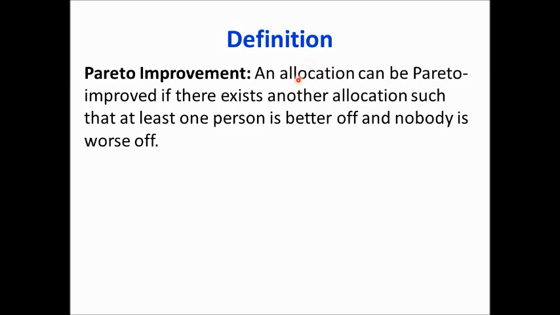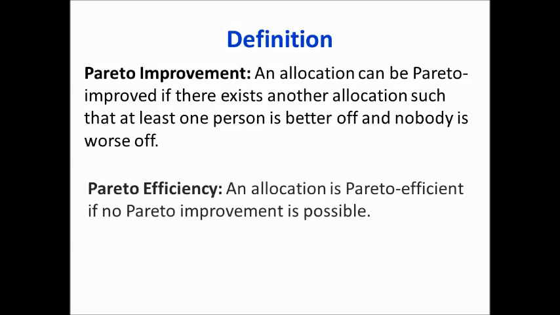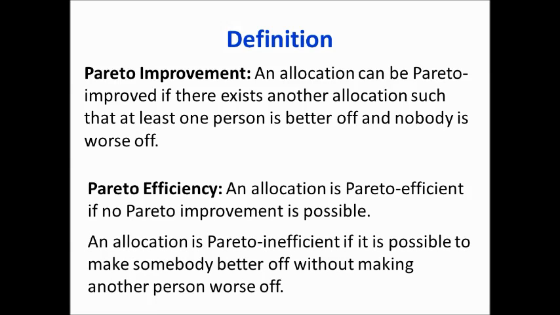Okay, so these are the two conditions that we require from this other allocation that Pareto improves this allocation. Now we use this definition of Pareto improvement to define what is Pareto efficiency. Okay, so here's the definition of Pareto efficiency. It says an allocation is Pareto efficient if no Pareto improvement is possible. So again, an allocation is Pareto efficient if no Pareto improvement is possible, which means that you cannot find another allocation such that at least one person is better off and nobody is worse off. Okay. We can also define now what is Pareto inefficient.